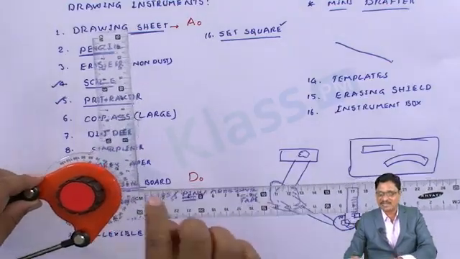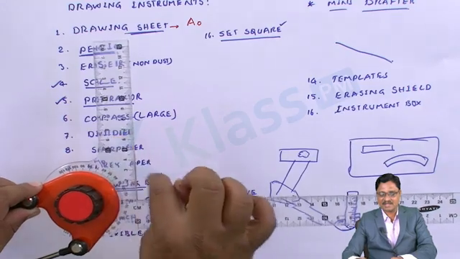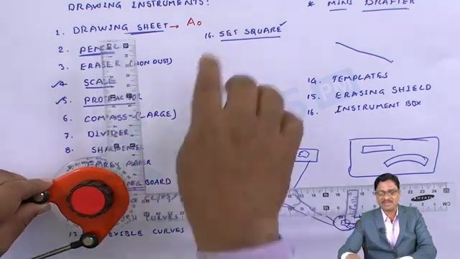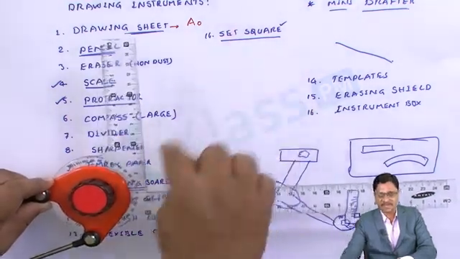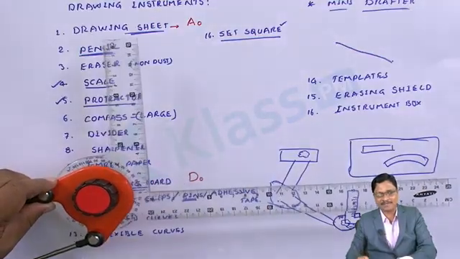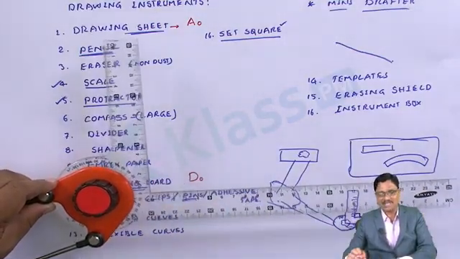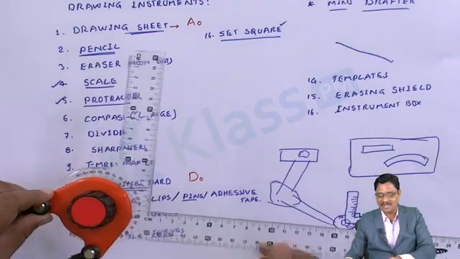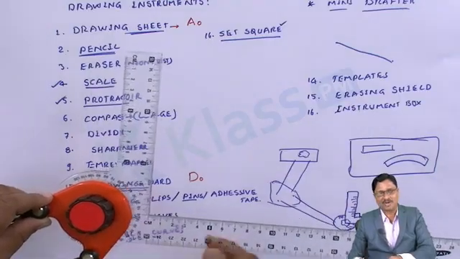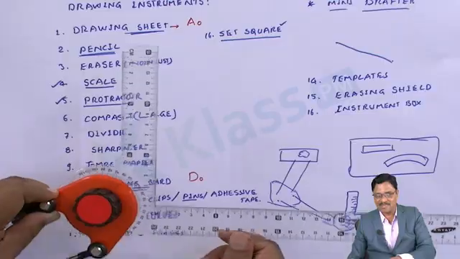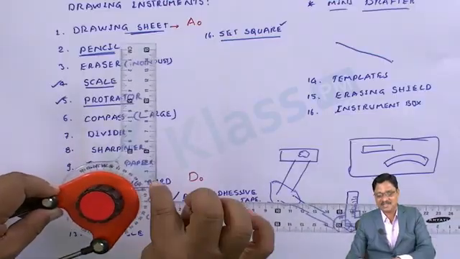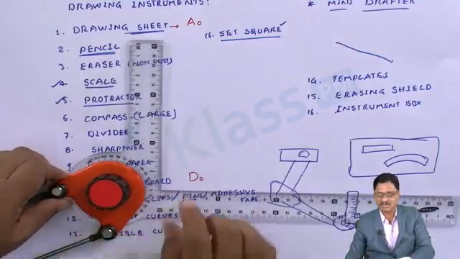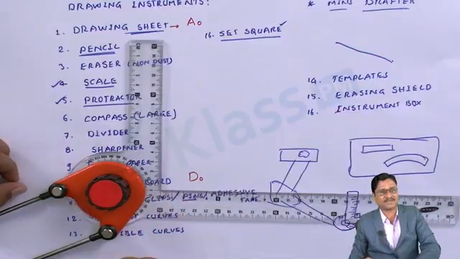So this scale is mutually perpendicular to each other, which is the function of a set square. The 90 degrees is readily available. At the same time, the normal scale you can use. How much I swiveled, I can also identify the angular movement. So it combines the function of scale, set square and protractor. That is the major advantage of this.